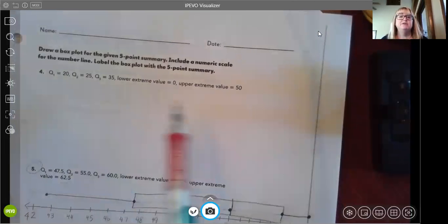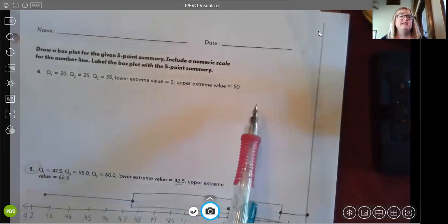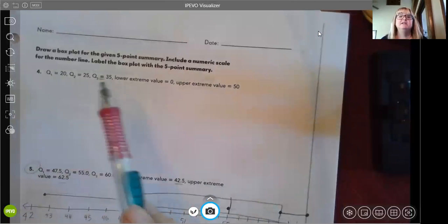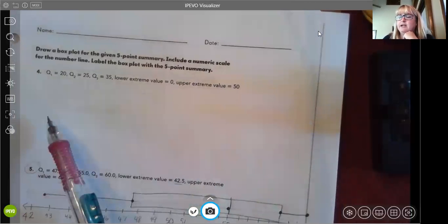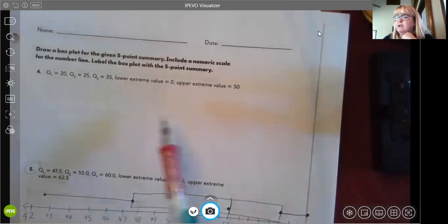So what I want you to do is 4. Now we're going from 0 to 50. These are multiples of 5. So I may count by 5s. I would count by 5s here and make your number line go 0, 5, 10, 15, 20.